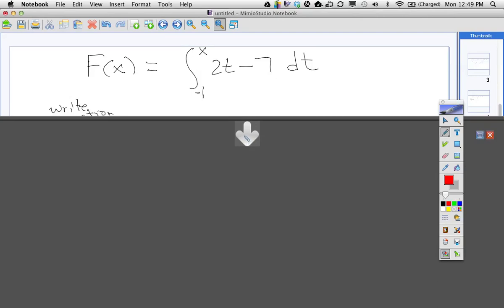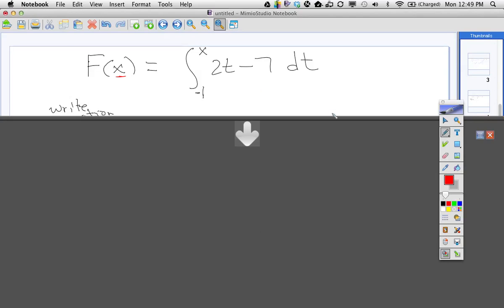Careful. X squared minus 7x. Your antiderivative has an x in it. It's got to be an x, not a t. This is the variable right here. This is just a placeholder. Now I actually want to show you a different way to do this.